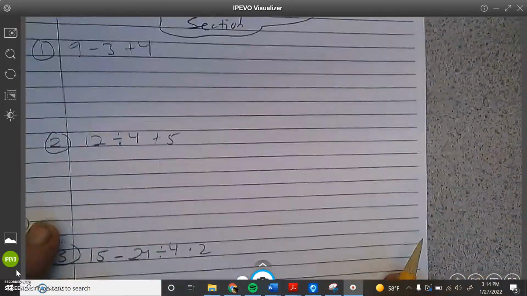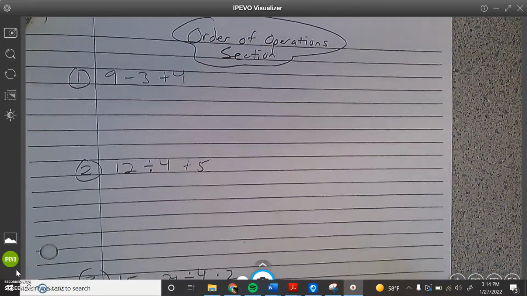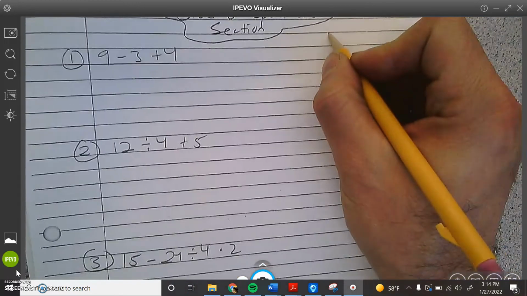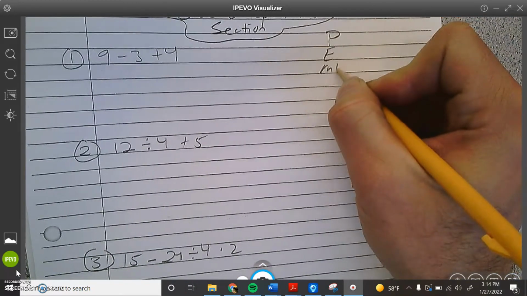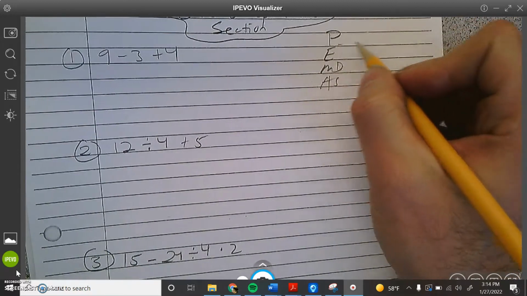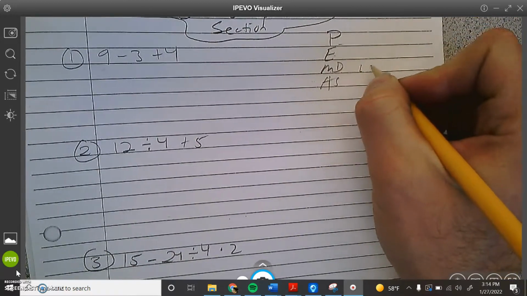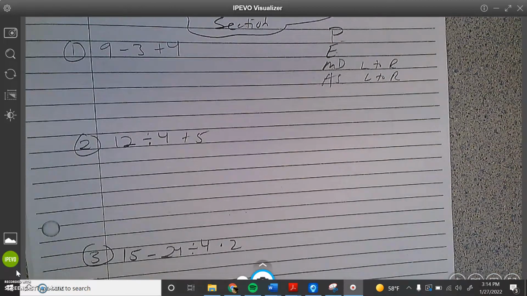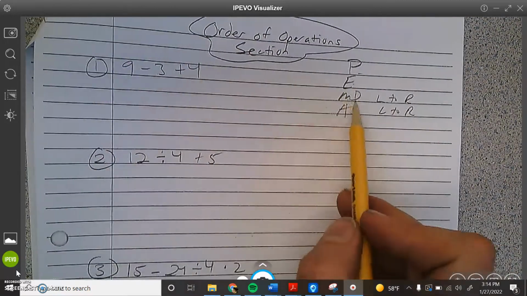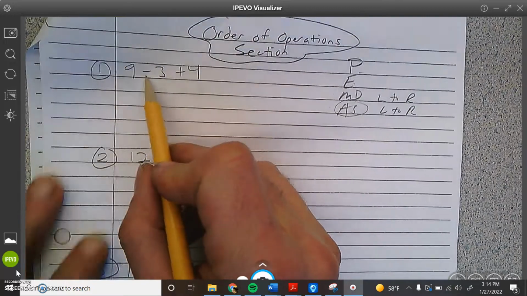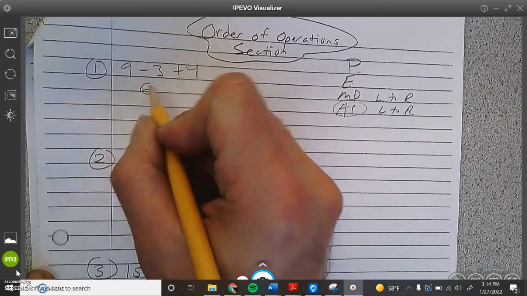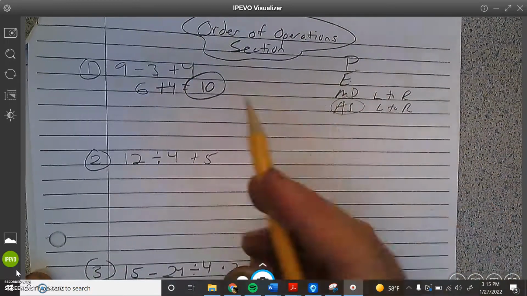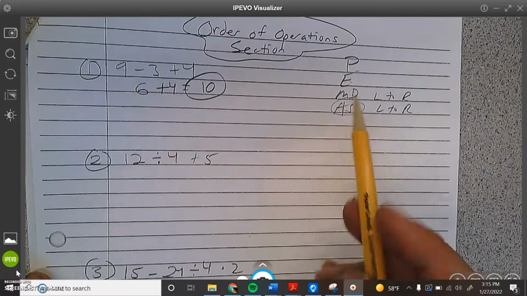All right, so let's keep going. Let's do order of operations. Here are some problems. If you already ran out of room here, you could always do it on the back. So 9 minus 3 plus 4. We always write PEMDAS: parentheses, exponents, multiplication and division left to right, and addition and subtraction left to right. I just have addition and subtraction in the first one, so I'm going left to right. 9 minus 3 is 6, plus 4 is 10. Make sure you subtract first because I'm only on this level.